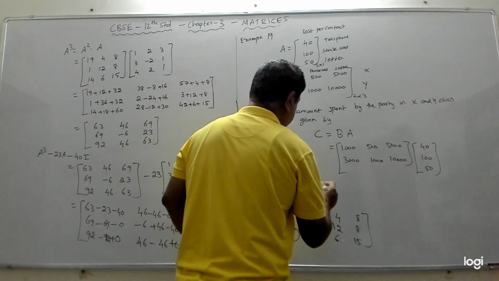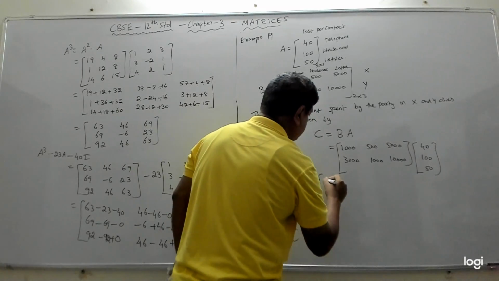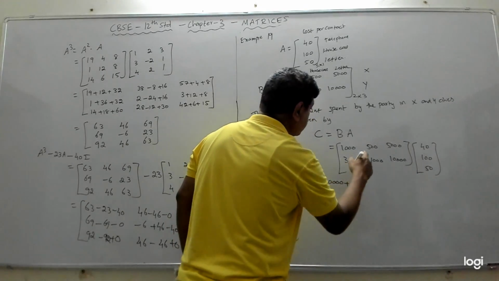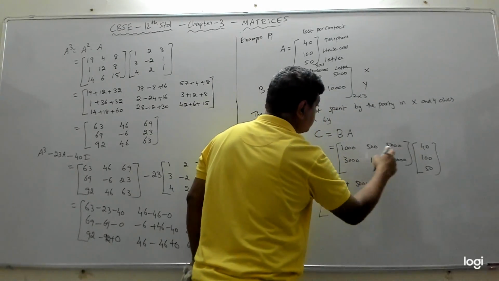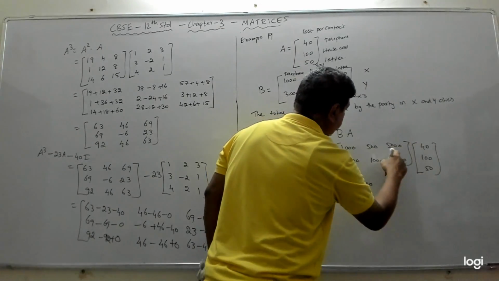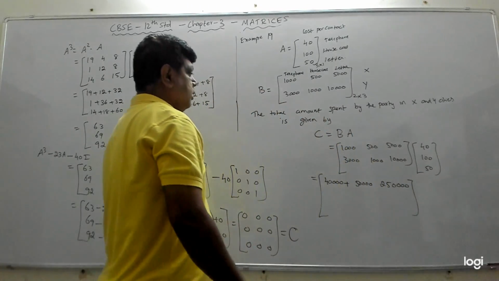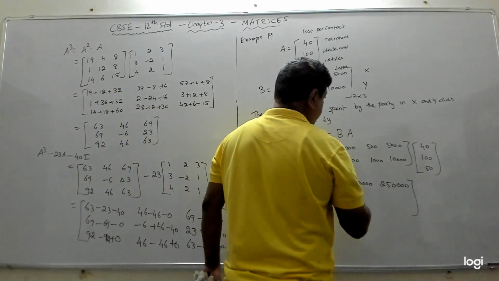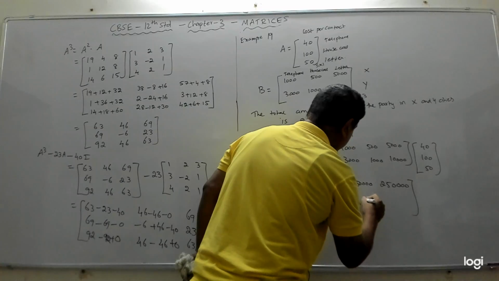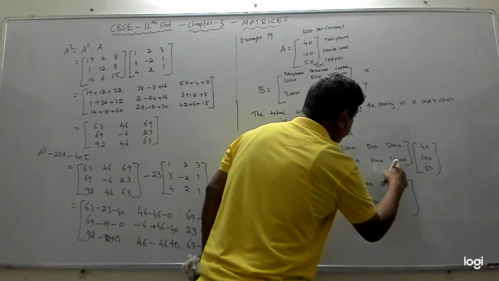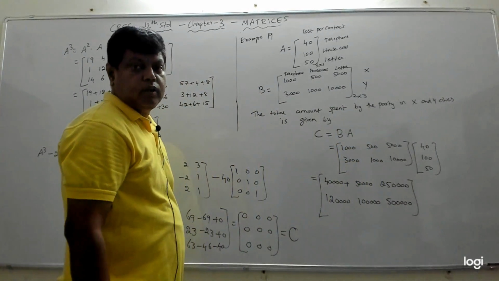Now, if you multiply this, what do we get? So 1000 into 40 is 40,000 plus 500 into 100 is 50,000. So this into this plus this into this plus this is the first row with the first column. 5,000 into 50 is 250,000. Then again we have to do 3000 into 40, that is 120,000. Then 1000 into 100 is 100,000. Then 10,000 into 50 is 500,000. So now we have to add up all of them.